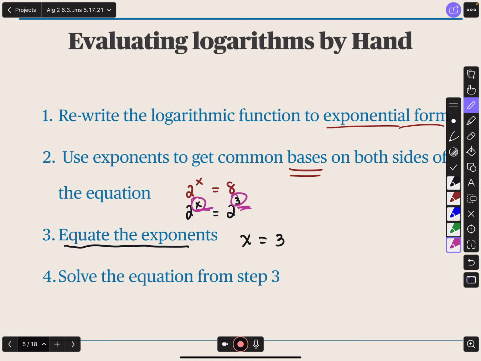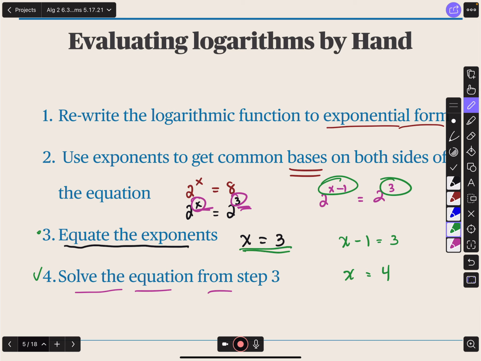Now, that's not always the case where you can just see it, and sometimes you have to do a step 4, which is solve the equation. For example, what if instead of x up there, I had x minus 1 equals 2 cubed? Then in my step 3, I would still equate exponents, but then I'd have to do step 4, and I'd have to actually add one to both sides to figure out what x is. So sometimes you don't have to do step 4, but just realize if after you equate your exponents, it doesn't say x equals and then you got your answer, then you're going to have to do a little bit of math work to get the x isolated.